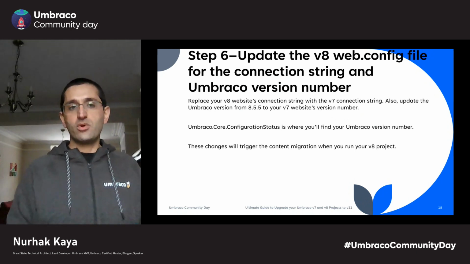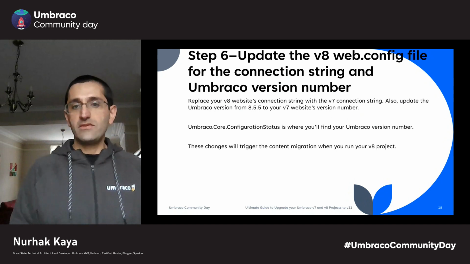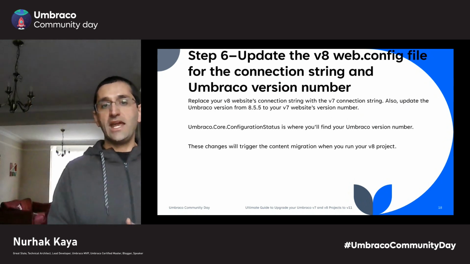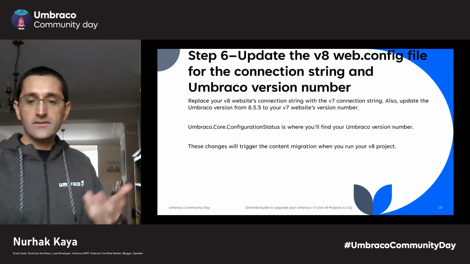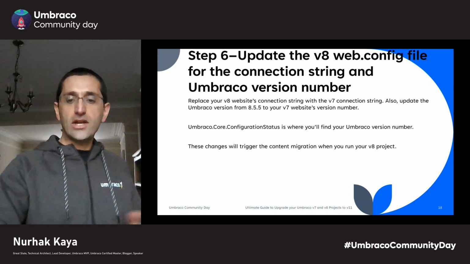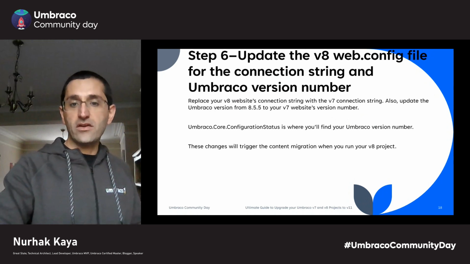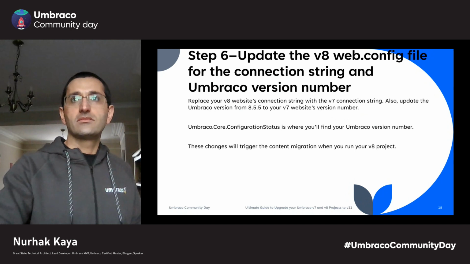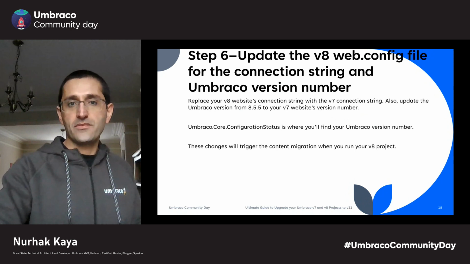So what you need to do at this point, simply replace your V8 website's connection string with the V7 connection string, and also update the version number from 8.5.5 to your V7 website's version number. And then when you run your project again, that's going to trigger the content migration, and then it will basically do some data transformations as well as creating the content in your V8 website.